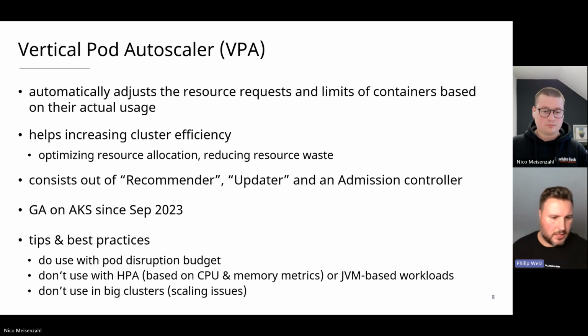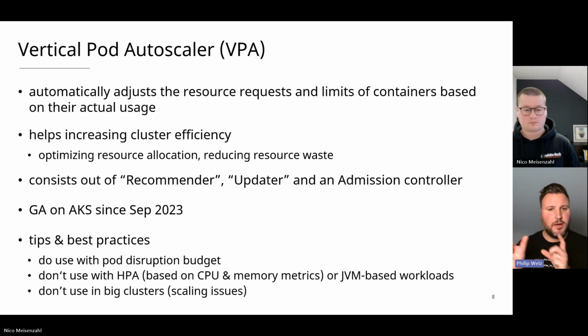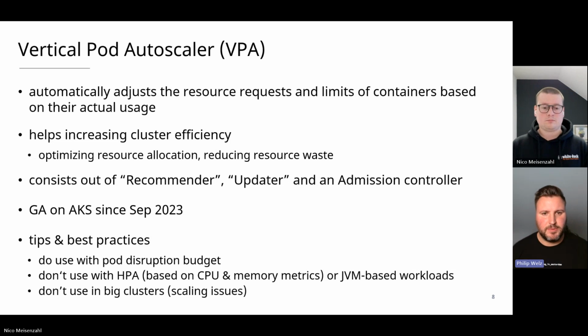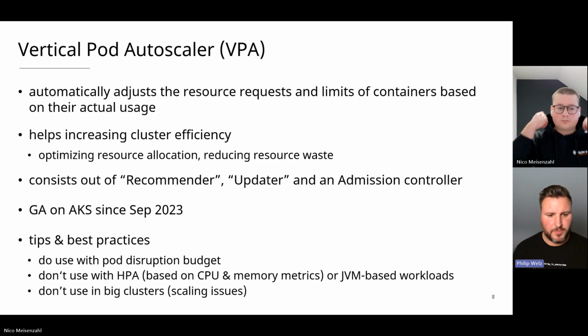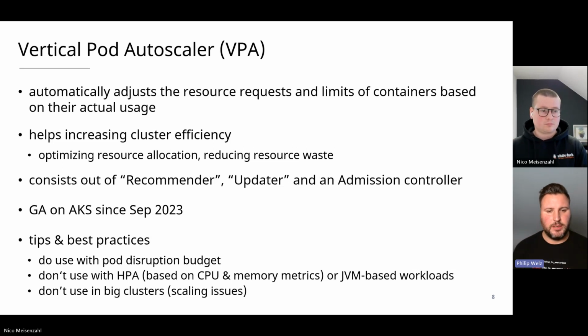How the VPA is working when installed with AKS, as I mentioned, it's GA since September. It comes with 3 components. It's the recommender, the updater, and the admission controller. The recommender basically watches the metrics of the server from the metrics endpoint, what Nico described, looks at out-of-memory kill events and makes recommendations what is the best or fair request amounts for this workload. The updater then updates in the workload or in the pod description the requests, and the admission controller is a mutation webhook at the end, which injects these new values inside the pod.